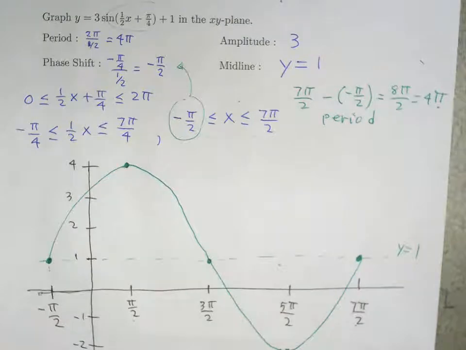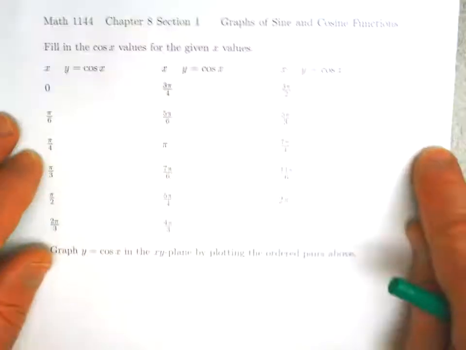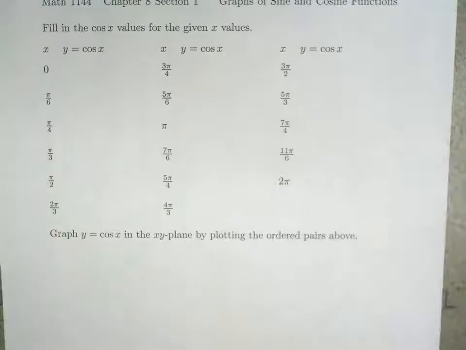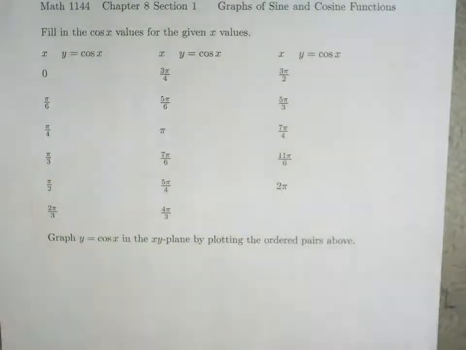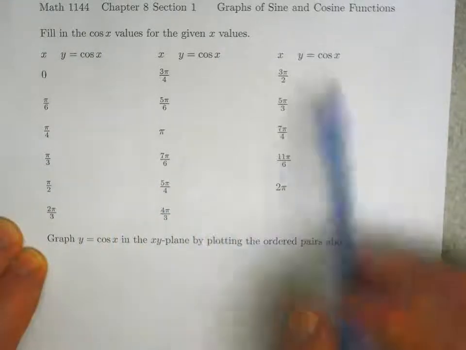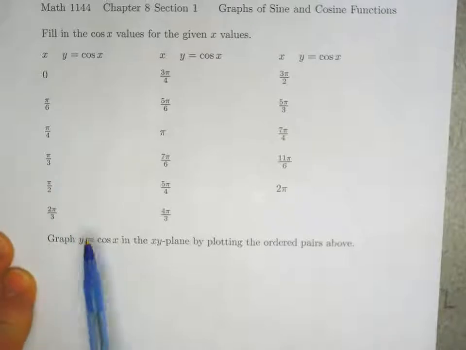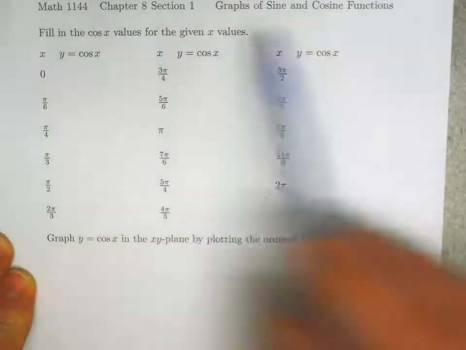Okay, now let's talk about cosine. Well, graphing cosine will not be very different from graphing sine. It's just that y equals cosine of x is equivalent to the graph of a sine function with a phase shift. Okay, but let's go ahead and fill in these values. Fill in the cosine of x values for the given x values.